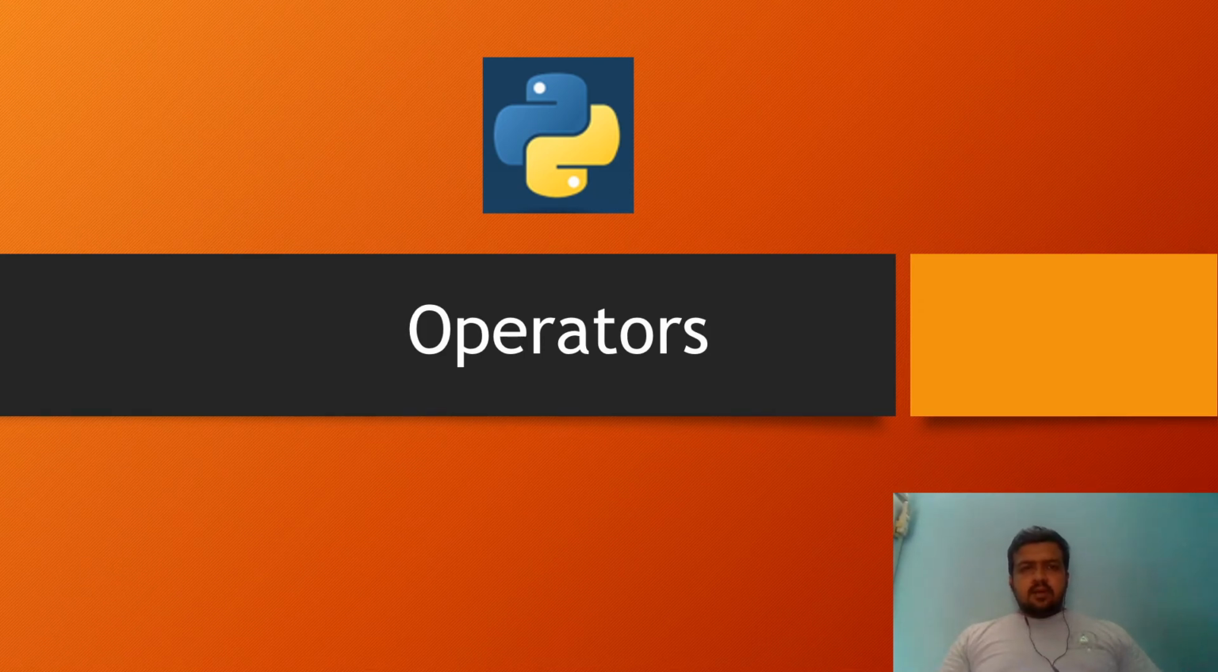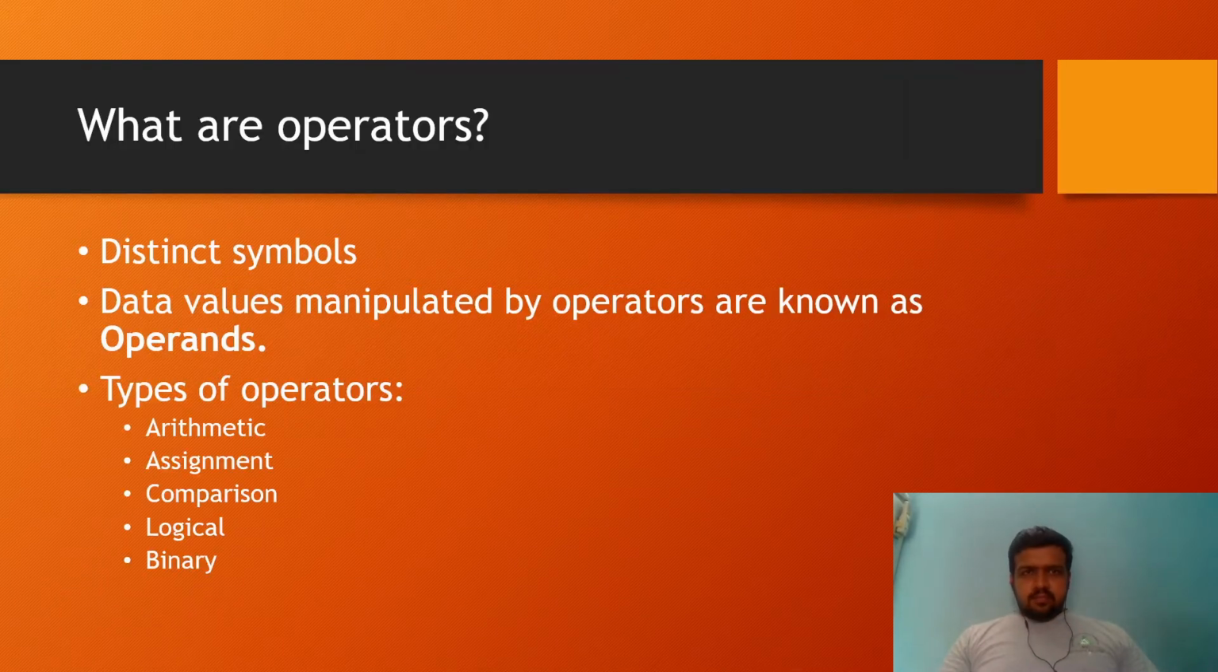So this is the third video in the Python tutorial series, and today we will talk about operators. Operators are nothing but distinct symbols that we can use to manipulate data values and perform certain mathematical operations. These data values that operators work upon are known as operands. Python provides us with five types of operators. They are arithmetic, assignment, comparison, logical, and binary.